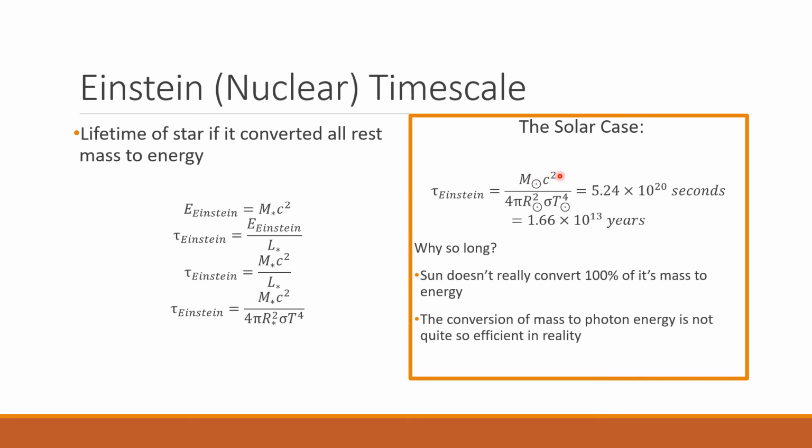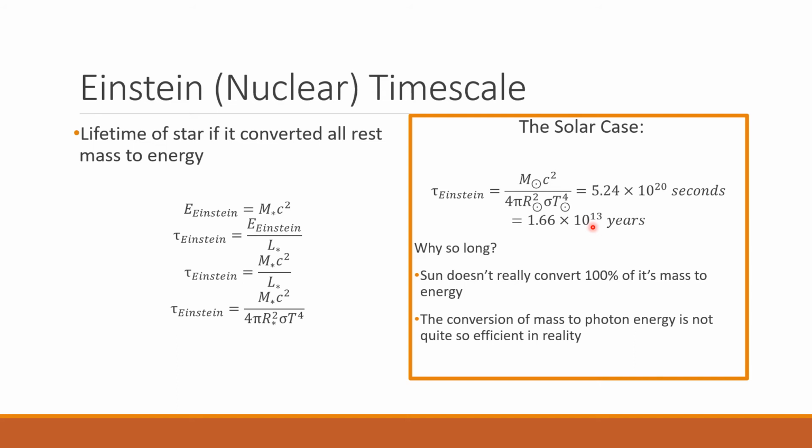We have our M_sol c squared over 4 pi R_sol squared sigma T to the fourth, and this spits out a value of 1.66 times 10 to the 13 years. Note that this is an order of magnitude or several older than the age of the universe currently is. Also note that we believe the sun should only live another 5 billion years, so clearly something is off here.